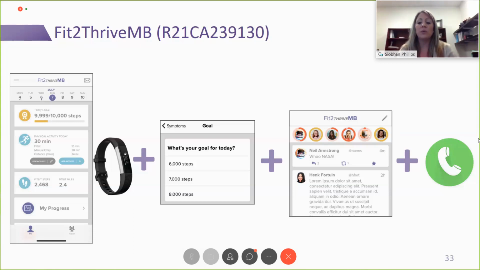And then we also added a social component where participants can see each other's relative progress and communicate with each other. And then they also get weekly coaching calls. And then we're looking at moderate and vigorous physical activity measured by the accelerometer, patient-reported outcomes, feasibility, acceptability, and functional performance at baseline and then 12 weeks.